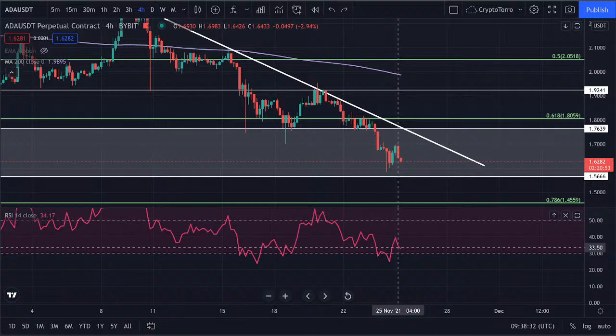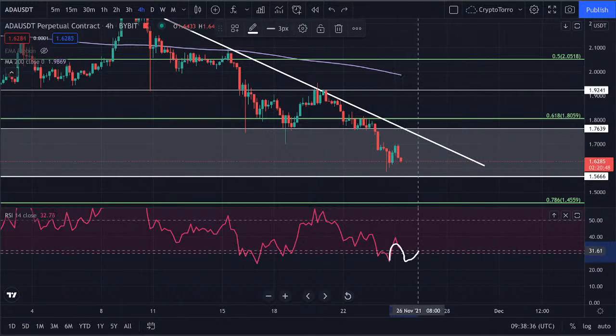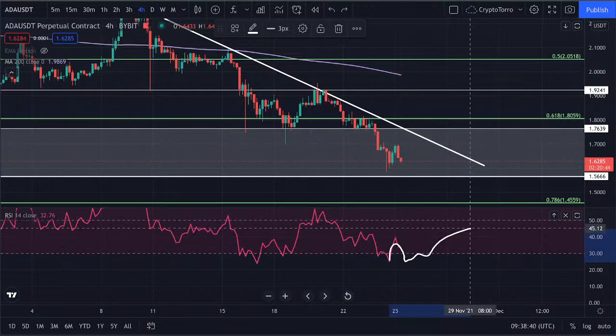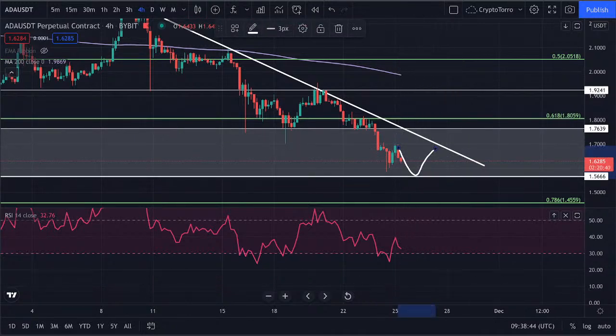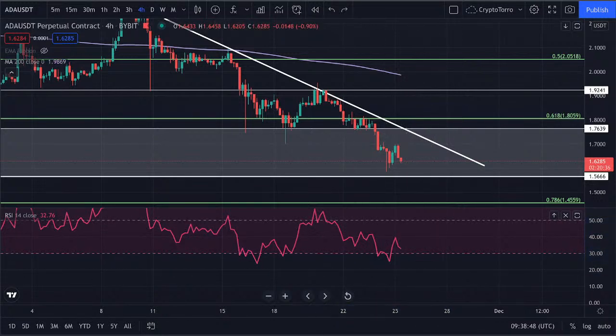We do not have major space to see a further breakdown occur, so if we do see a breakdown below the dotted line, we will be expecting a reversal on the RSI and as well an increase in price action. So far Cardano is actually looking good to me.